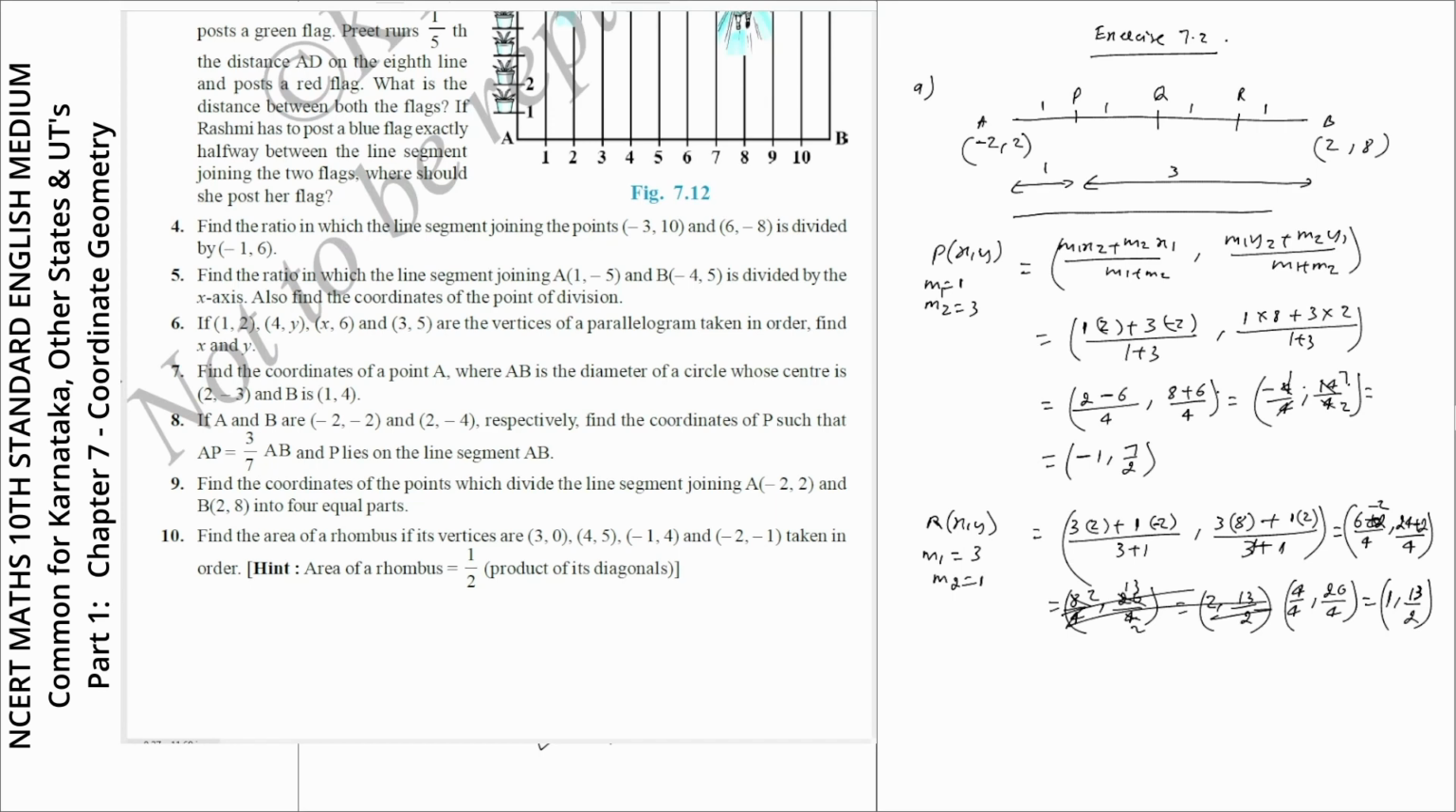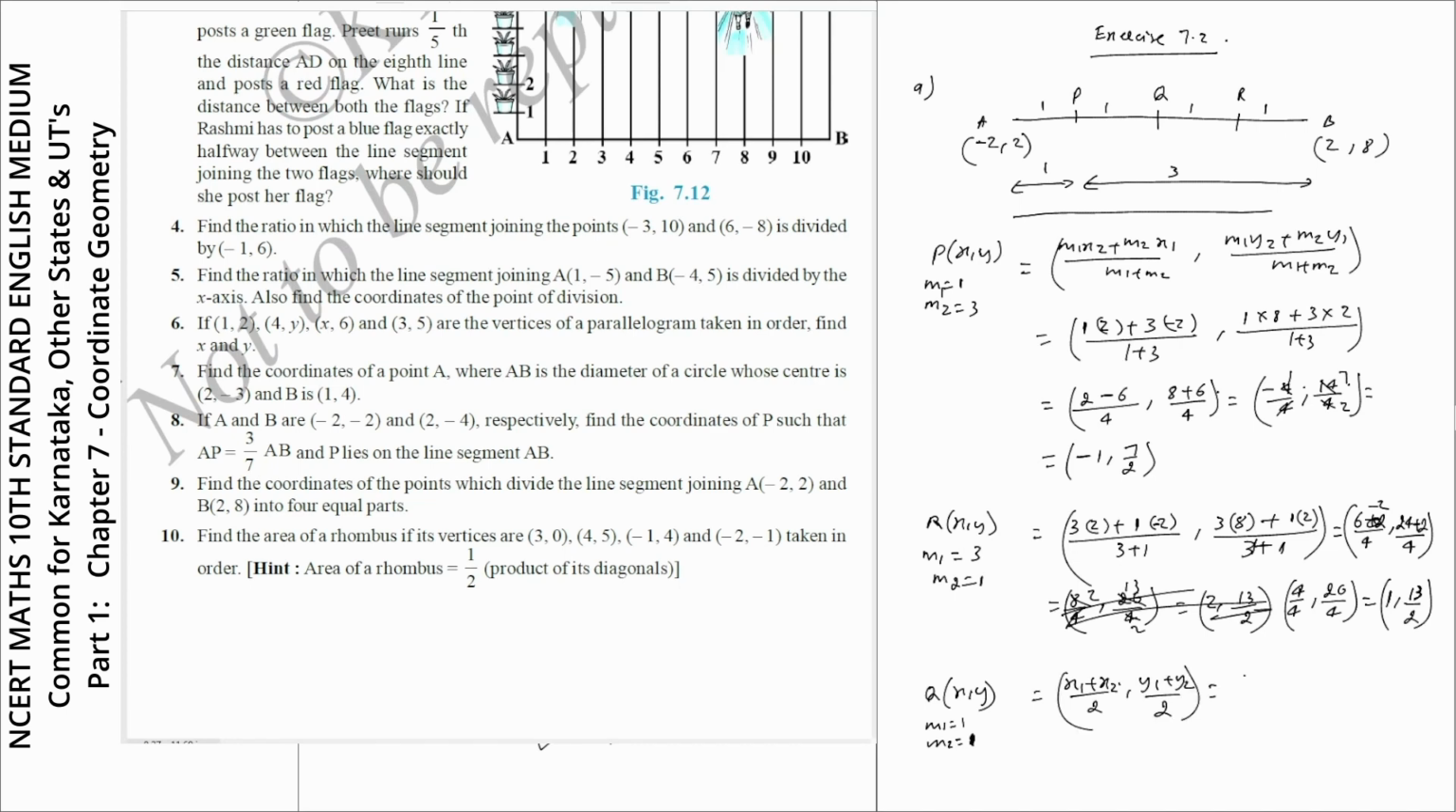Now what is the coordinate of Q? Coordinate of Q is very simple. Now here we can use m1 is equal to 1, m2 is equal to 1, both, because AQ is equal to QB. I can use the midpoint formula directly. Midpoint formula is x1 plus x2 by 2 and y1 plus y2 by 2. This is the midpoint formula.